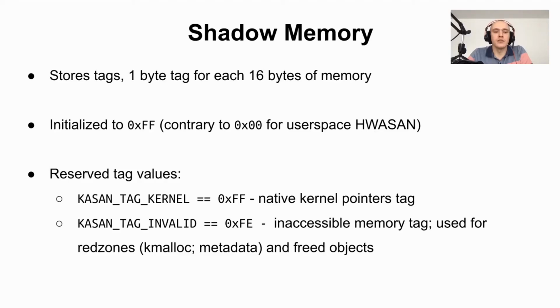And when it comes to tag values, we actually do have two reserved tag values that are not being used when random tags are being generated. The first one is FF, because it's a native kernel pointer tag, like native kernel pointer top byte. And the second one is invalid, which is FE, and we use it for memory that is definitely inaccessible. For example, KASAN actually stores metadata per each allocated object, and this metadata stores handles to stack traces, allocation and deallocation stack traces, and we mark that metadata with FE. And we also mark freed object with the invalid tag.